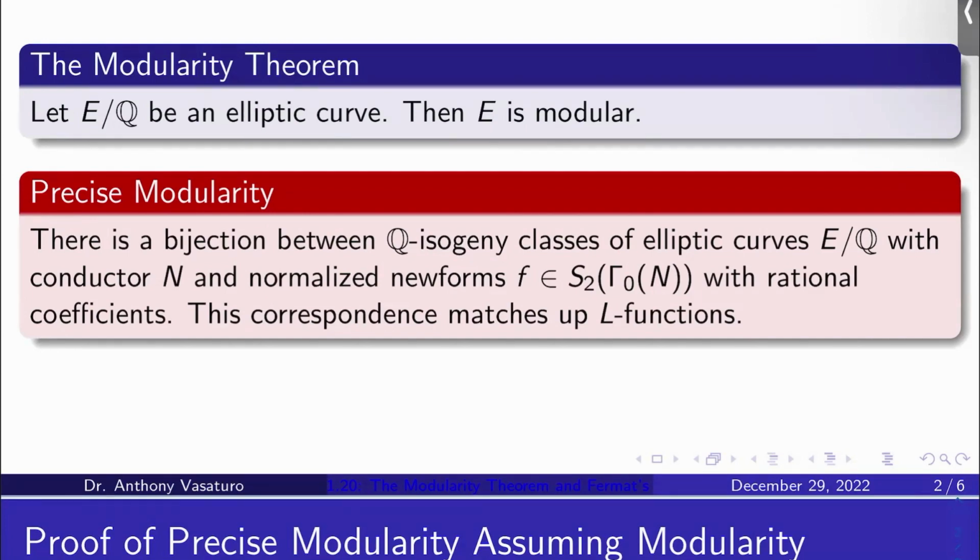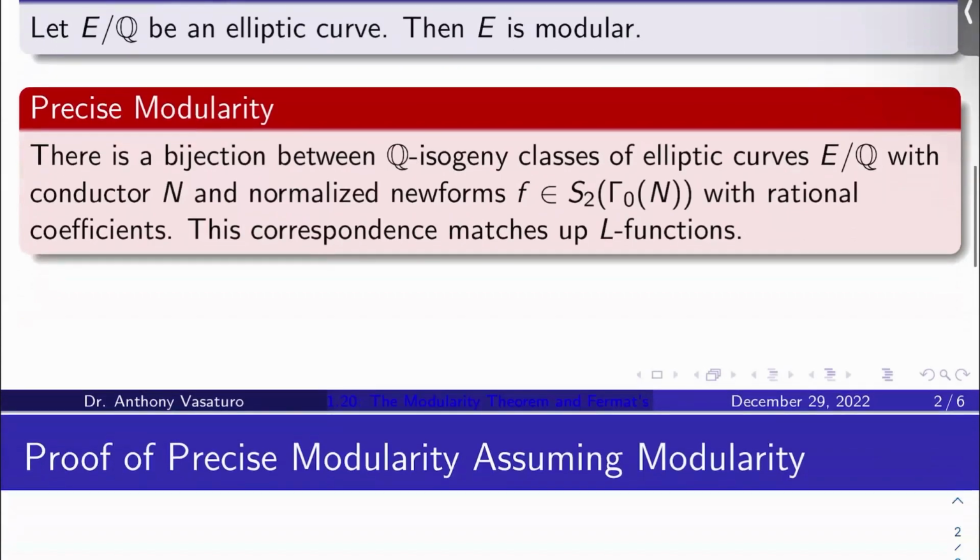Here's the precise statement of modularity. There is a bijection between Q isogeny classes of elliptic curves E over Q with conductor N and normalized new forms f in S2 of Gamma0(N) with rational coefficients. And this correspondence matches up the L function of the elliptic curve with the L function of the new form.